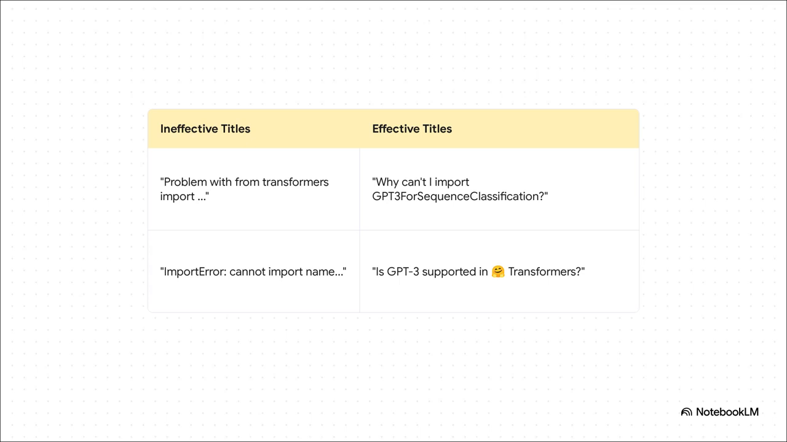On the left, you've got these vague titles that just post an error. They don't really invite anyone to help. But on the right, you have clear questions. They immediately tell an expert what the problem is. In this case, that the user is trying to use a model that just isn't supported. A great title is your hook. It makes people want to click and help you out.